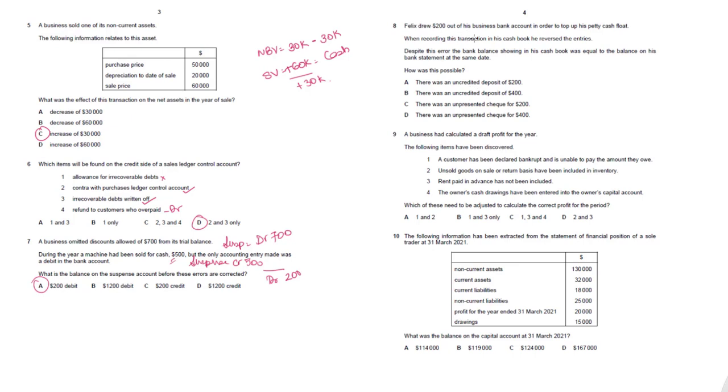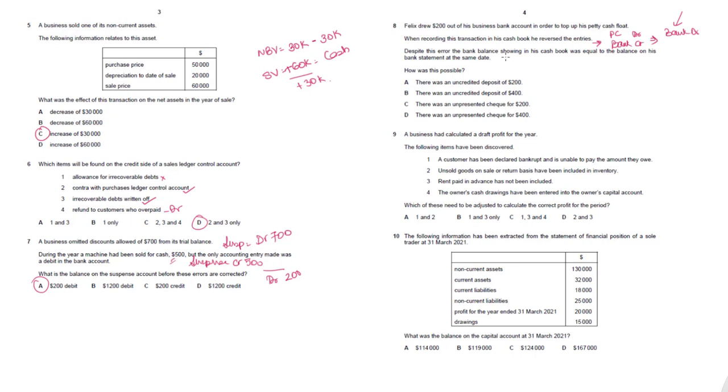Question 8. Felix drew $200 out of his bank account in order to top up his petty cash float. When recording this transaction in his cash book, he reversed the entries. Okay, what do you mean by reversed the entries? The correct entry for this would be petty cash debit, bank credit. But what did he do? He did bank debit, petty cash credit. Okay, he just did it in his cash book. So you wouldn't say that he did petty cash credit, but yes, he did bank debit.